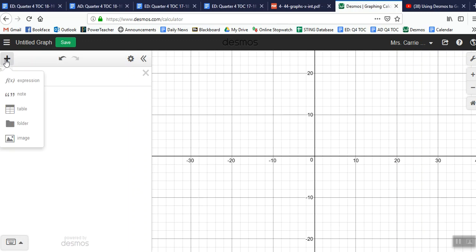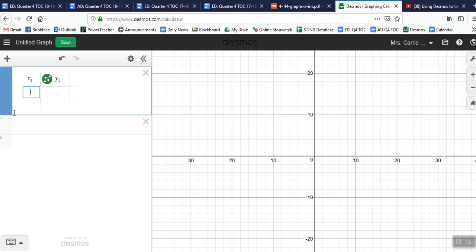a table. So we're going to go up here, hit plus, add a table. And notice we're calling x, x1, and y, y1. We're going to need that in a minute. So from here, what you're going to do is type in the ordered pairs. I'm going off of the ordered pairs on the paper for this lesson.